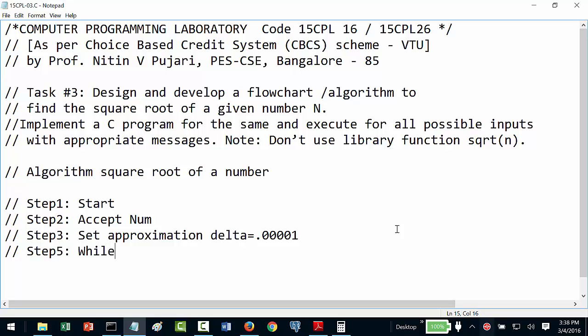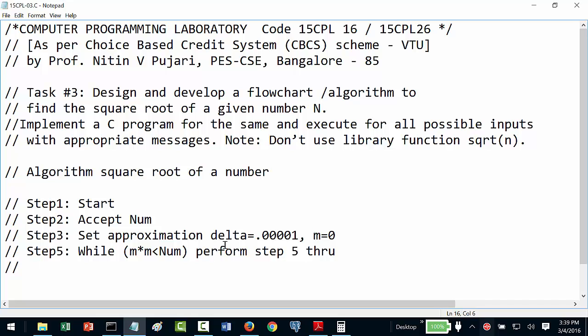While m square remains less than the number, I perform step 5 through step 6. Before that, I will also set m equal to 0.